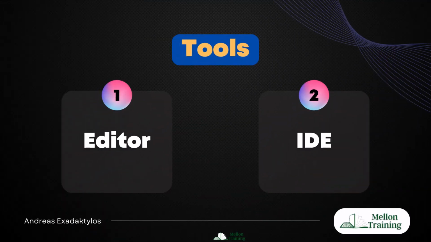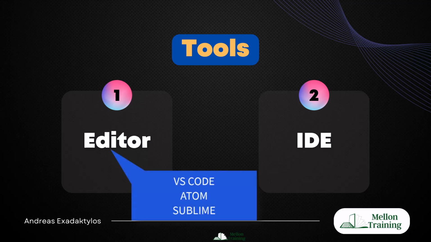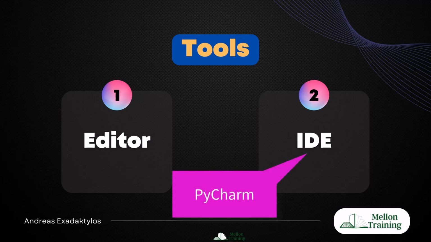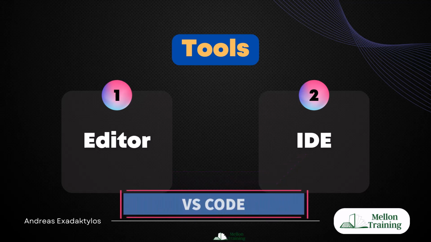The most popular code editors are VS Code, Atom, and Sublime. You can use the code editor that you prefer. In terms of the IDEs, again, there are so many options out there. The most popular one is PyCharm. I'm also going to use the VS Code or Visual Studio Code because that's my favorite code editor.